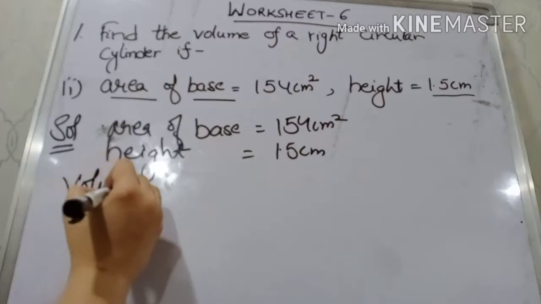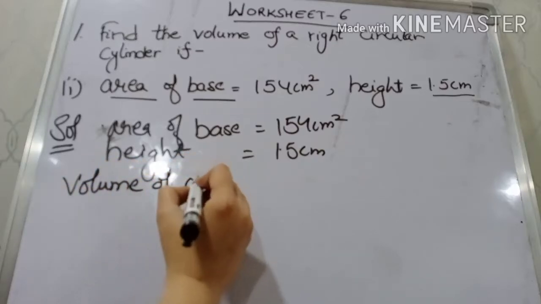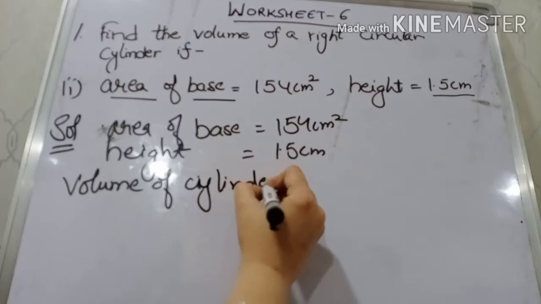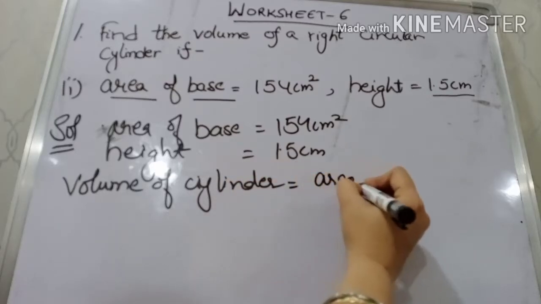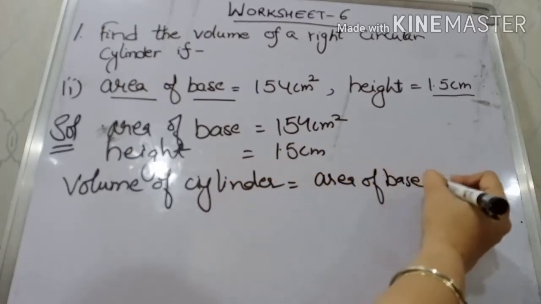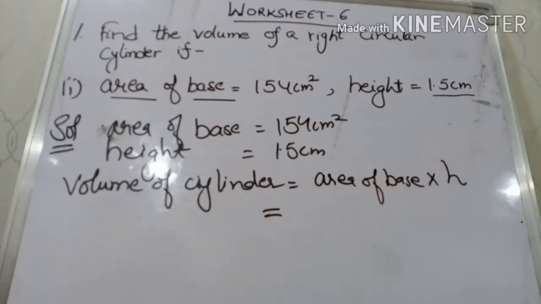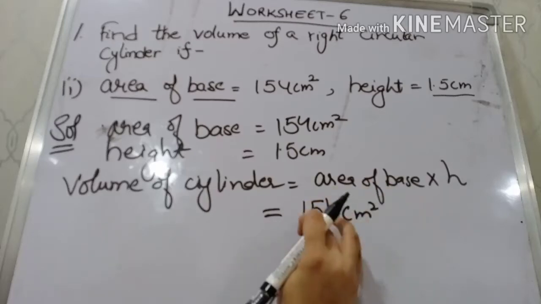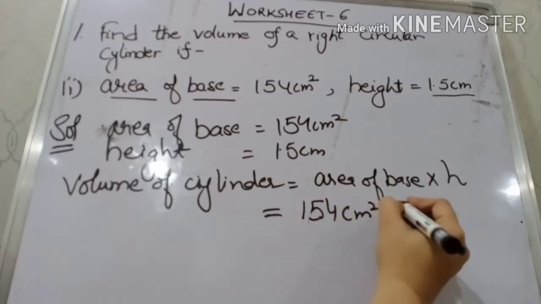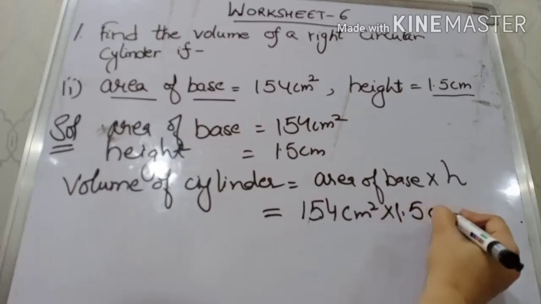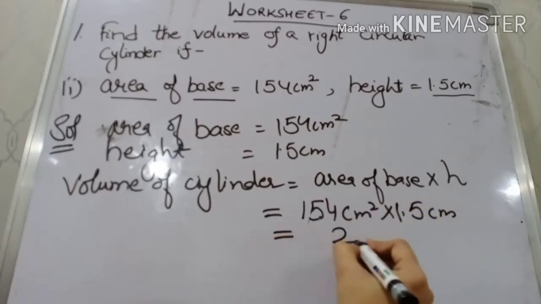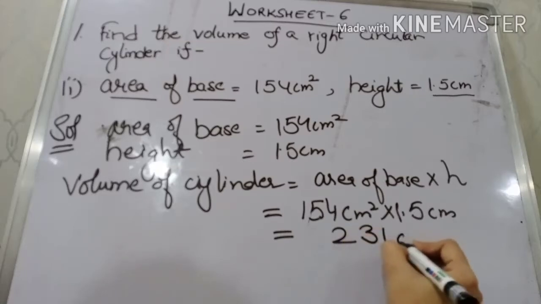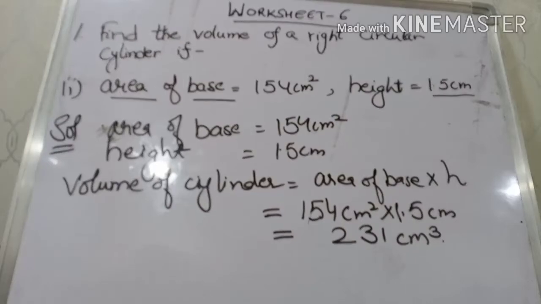We know the volume of any solid shape is area of base into height. We have already learned this in the previous worksheet. So area of base is 154 centimeter square and height is 1.5 centimeter. When we multiply it, we are getting 231 centimeter cube. Hence the volume is 231 centimeter cube.